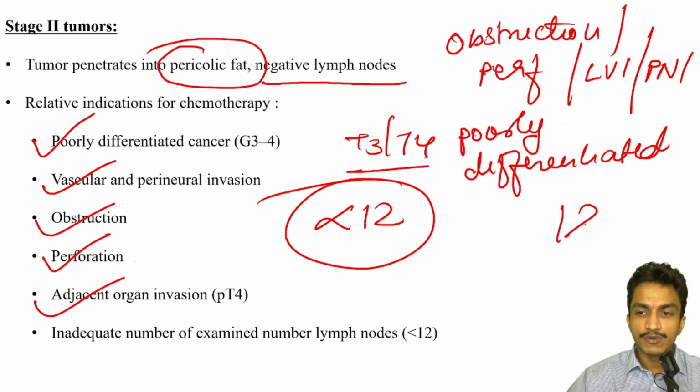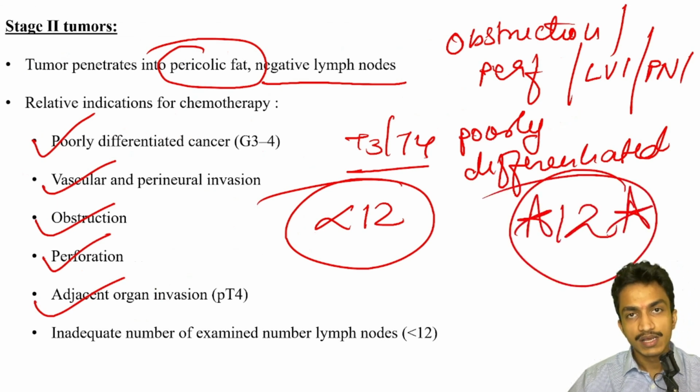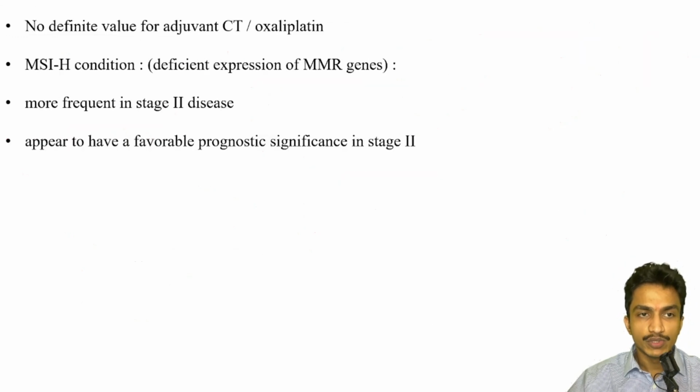So remember that in colorectal tumors, the minimum number of lymph nodes needed is 12. If less than 12, then we need to give chemotherapy. Now, there is no definite value, but as I said, in high risk cases like what I mentioned, we need to give chemotherapy, especially oxaliplatin. There is no definitive role of adjuvant therapy if there is no high risk condition, as I mentioned.